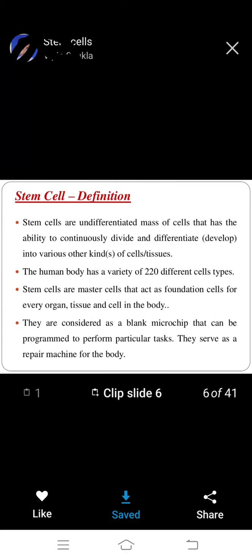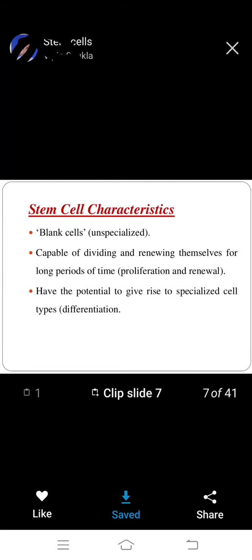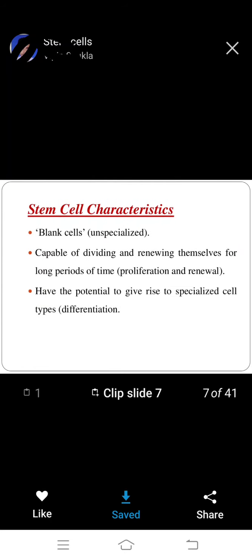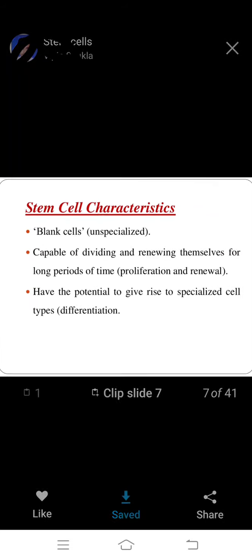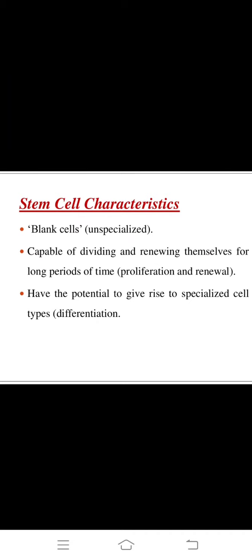Okay, we already discussed what stem cells are. Now, stem cell characteristics. Stem cells are unspecialized, capable of dividing and renewing themselves for a long period of time, and have the potential to give rise to specialized cell types, or differentiation.